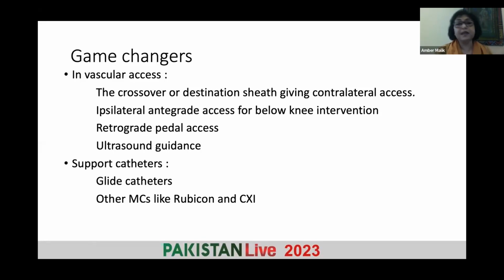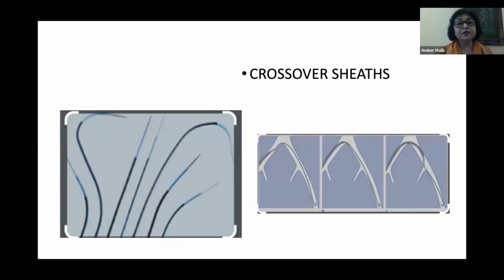And then, of course, came the era of the support catheters, just like in the coronaries, but they're very, very helpful in the peripheral, where you have the glide catheters, which you have seen the IR people use. And then there are other microcatheters, which give a lot of support and have some penetrating power also, like Rubicon and CXI. So these are the crossover sheaths I just wanted to show you, and how they help in crossing over into the arch.